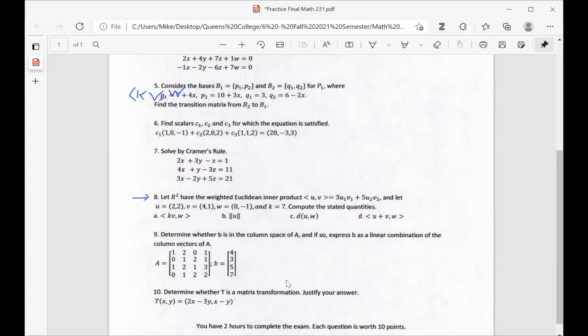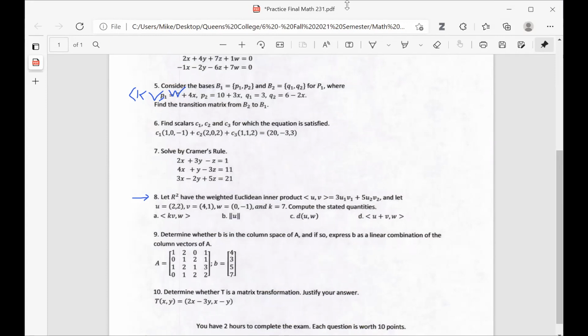There's a bunch of the problems, so I don't want to do something that's really long. Let's see number 10. Determine whether T is a matrix transformation. Justify your answer. A matrix transformation is a linear transformation, and a linear transformation is a matrix transformation. So if you can show that this map T is linear, then it's a matrix transformation. T of x comma y is equal to 2x minus 3y comma x minus y.